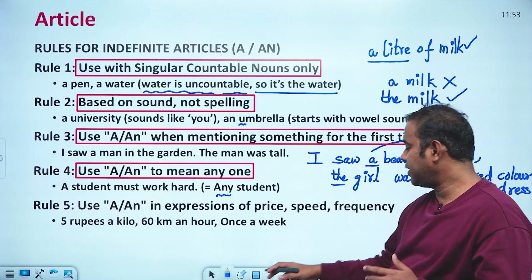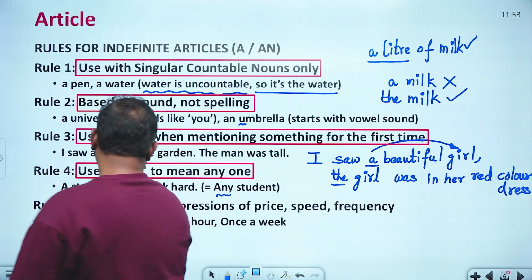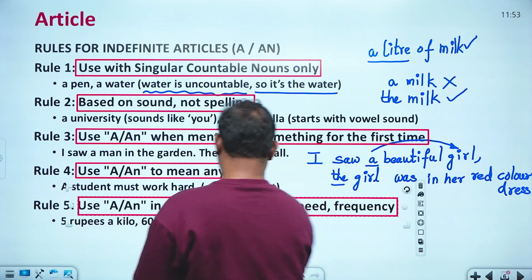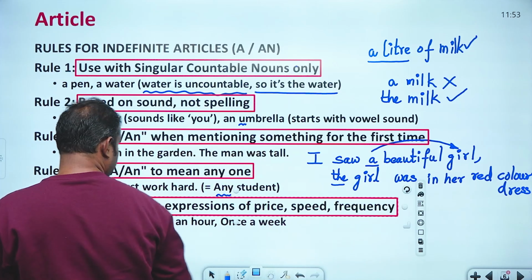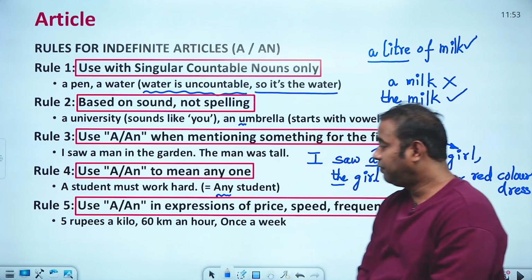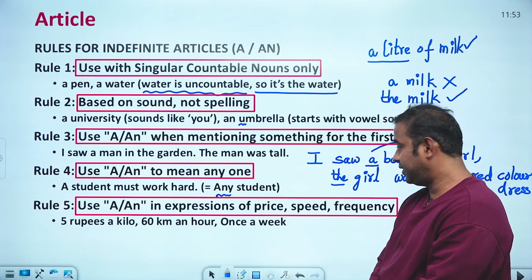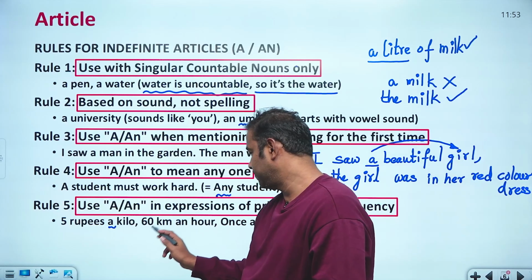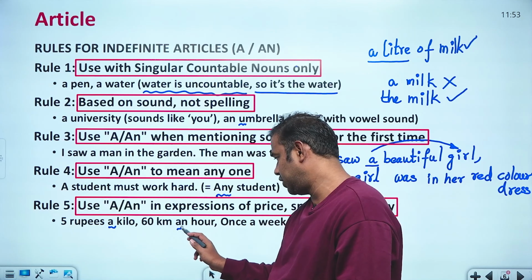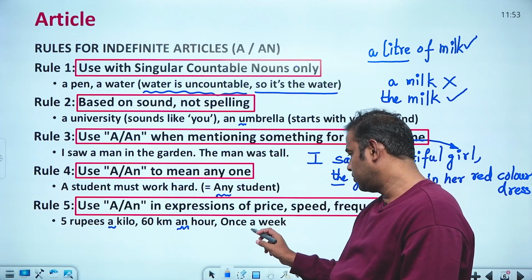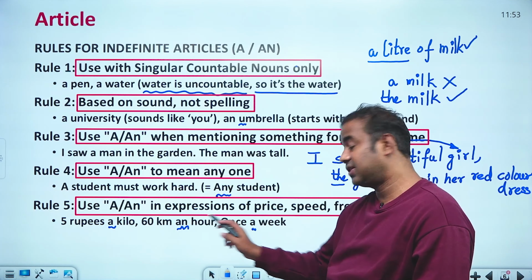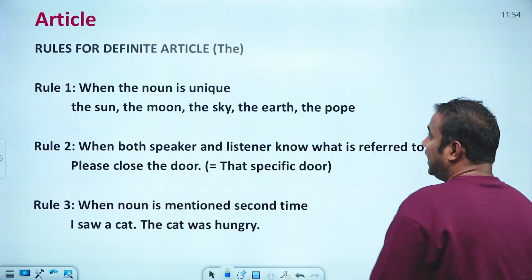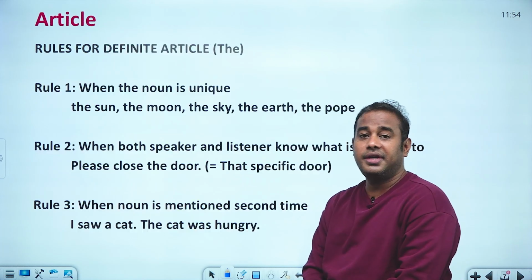The next rule is the use of a or an when you are using expressions of price, frequency, speed, etc. Look here: 50 rupees a kilo, 60 kilometers an hour, once a week. Here the H is silent, so that's why we are using an indefinite article. Likewise, then you have definite articles.